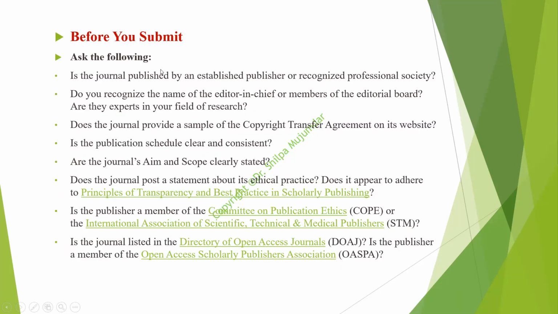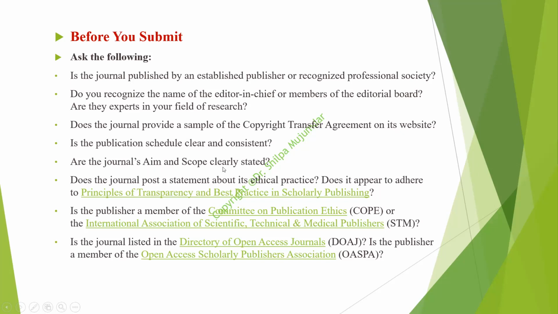Before you submit, ask the following: is the journal published by an established publisher or recognized professional society? Do you recognize the name of the editor-in-chief or some members of the editorial board? Are they experts in the field? Does the journal provide a sample of the copyright transfer agreement? This is very important. If it is a good journal, this form is always given on its website for you to fill. Is the publication schedule clear and consistent? That means within how much time your paper will get completed, and everything should be online.